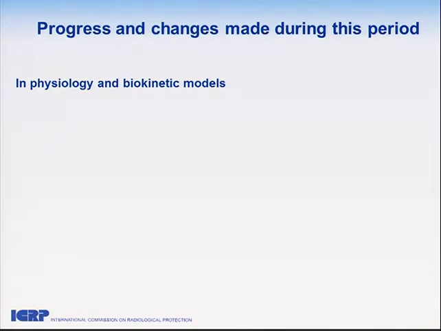You have noticed that the first publication for the worker appeared 30 years ago, and during these 30 years, much progress has been made in science and in many fields. We had progress in physiology. We had progress in biokinetic models. First, we have new data on the reference man. You know that the reference man is not only a reference man anymore, but a reference man and a reference female. And we also have data for children at different ages.